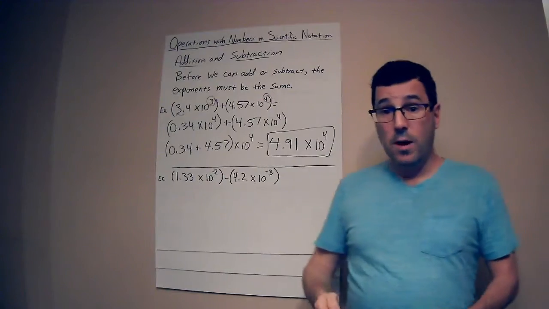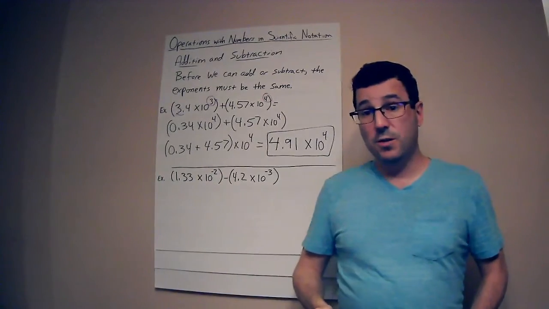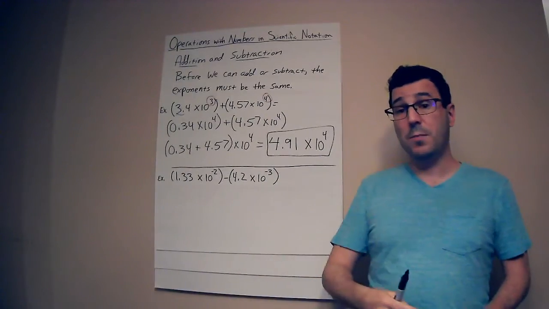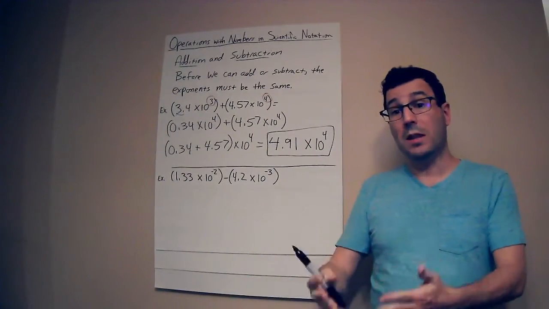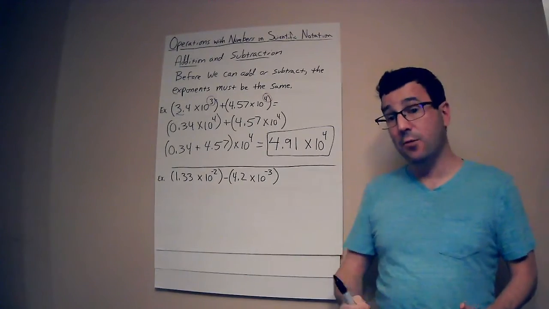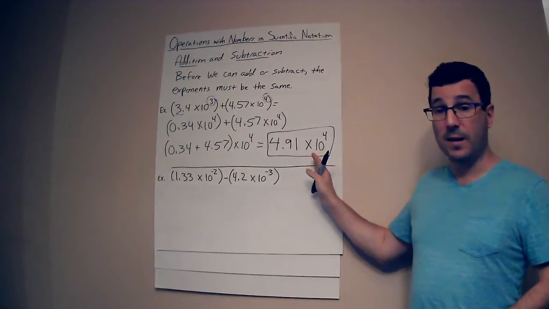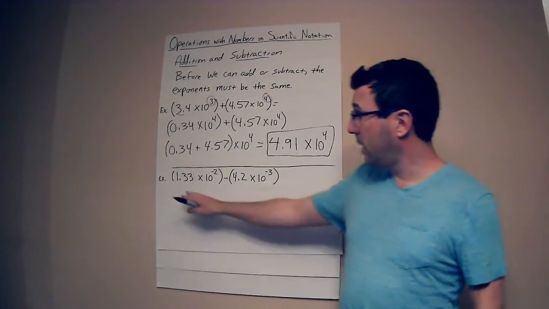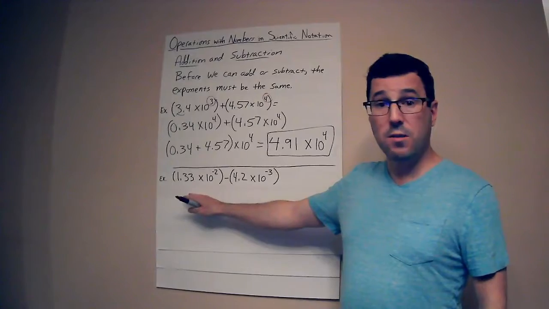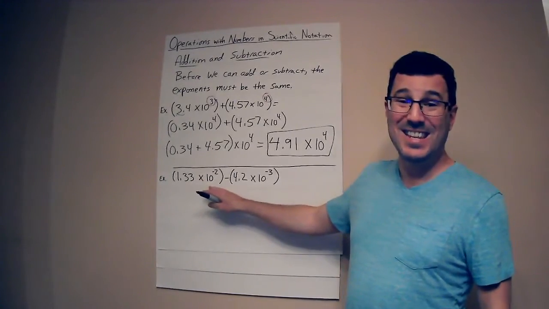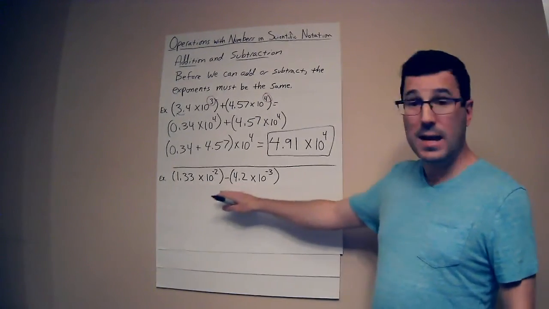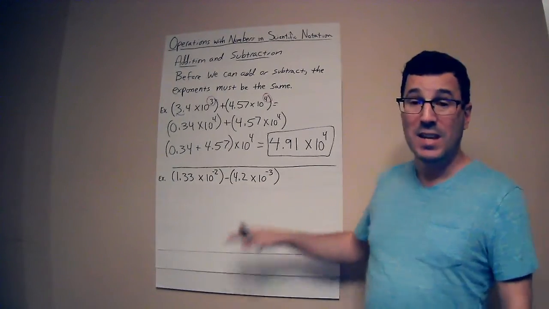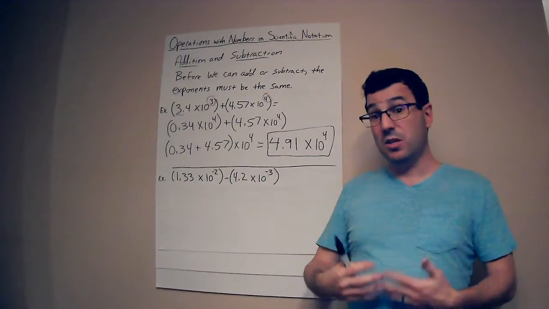Now the thing to be aware of when we're doing these operations is that if the new leading factor either winds up being 10 or greater or less than 1, we're going to have to adjust our power of 10. And I've got an example like that right here. So I have here 1.33 times 10 to the negative 2 minus 4.2 times 10 to the negative 3.